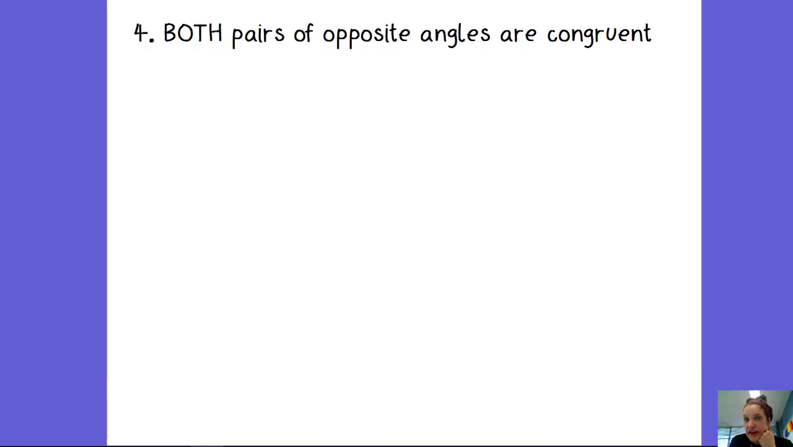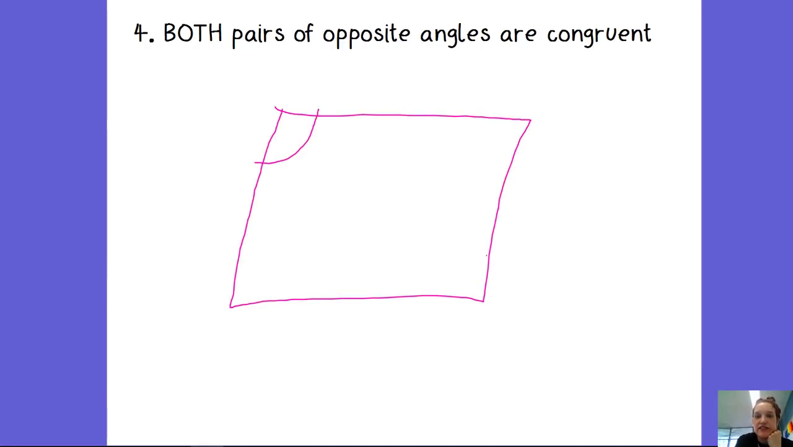Number 4, if I know that both pairs of opposite angles are congruent, so this angle is congruent to this angle, and this angle is congruent to this angle. Not just one pair, but both pairs of opposite angles are congruent. That's enough info to say that it's a parallelogram. I don't have to know anything about the sides or the diagonals. As long as I know that both pairs of opposite angles are congruent, that's sufficient info to say it's a parallelogram.